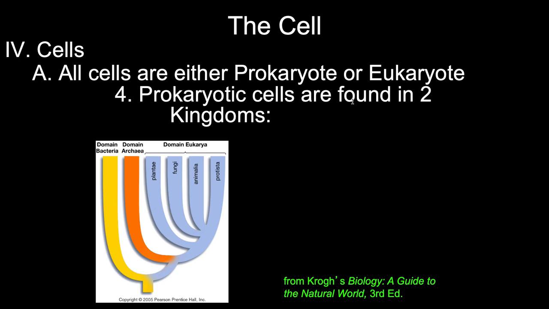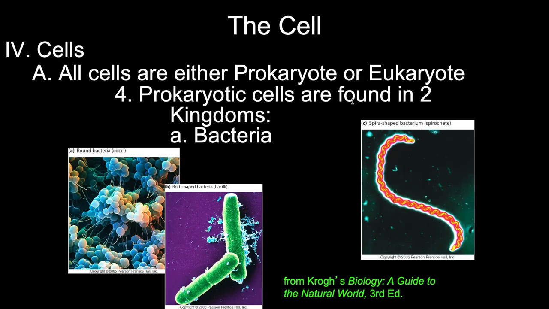The prokaryotic cells are found among members in 2 kingdoms. The first kingdom is bacteria. Back when I first learned this in general biology, when I was sitting where you're sitting, I learned that all the prokaryotic cells were in kingdom bacteria, that there was only one kingdom with prokaryotic cells. But we learned that some of these prokaryotic cells are a little bit more distinctive, and so we needed to divide them up, and we'll talk about that in a minute.